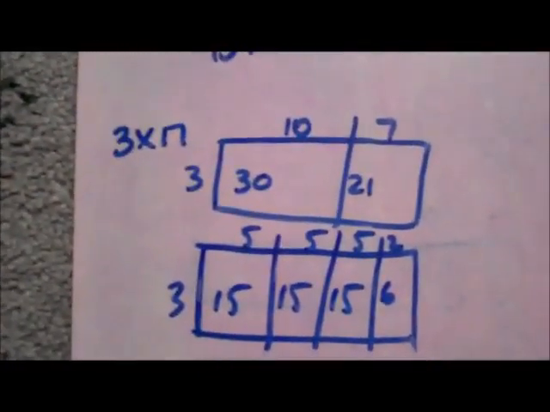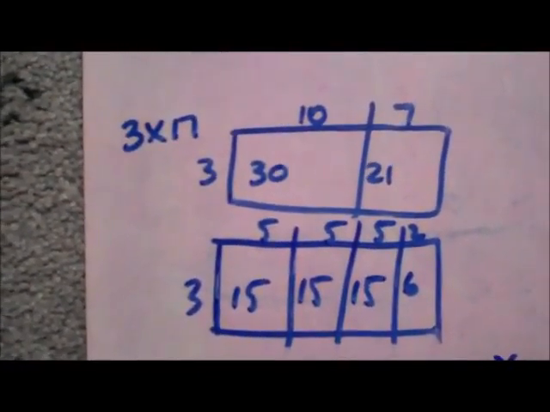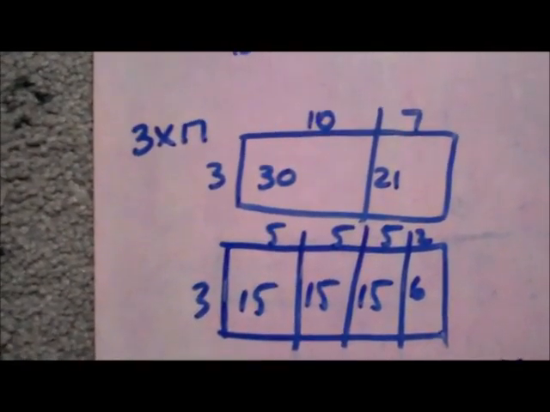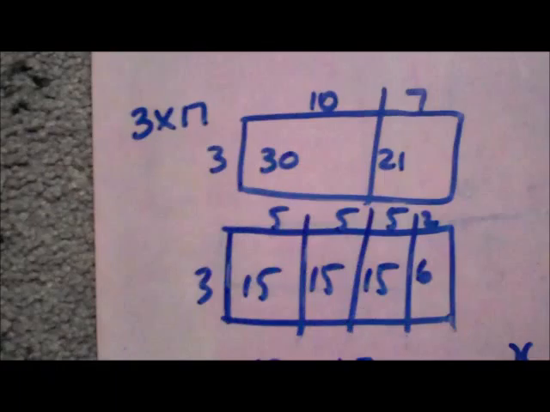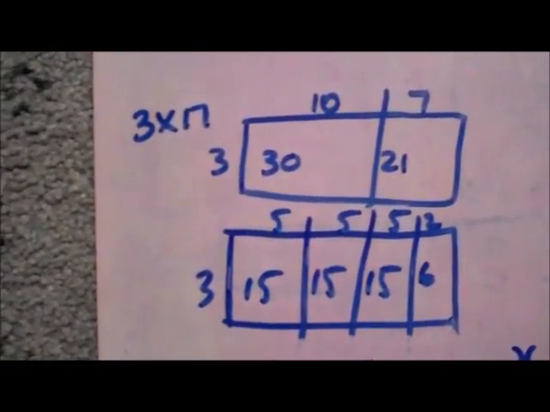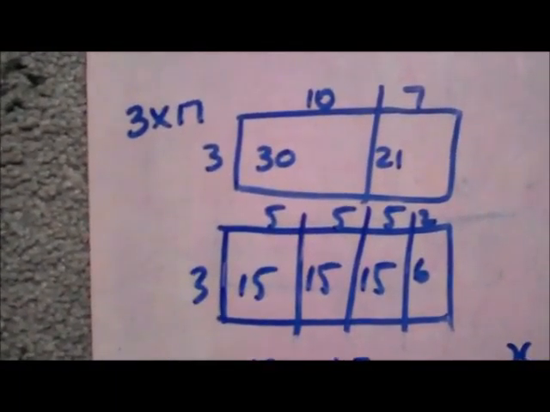So for example, here's 3 times 17. So the 3 times 17 becomes an add of 30 plus 21, or it could have been an add of 15 plus 15 plus 15 plus 6. It didn't matter how I broke the 17 up.